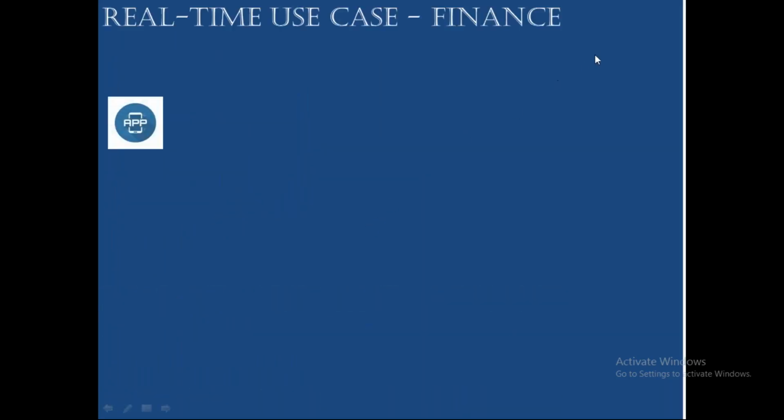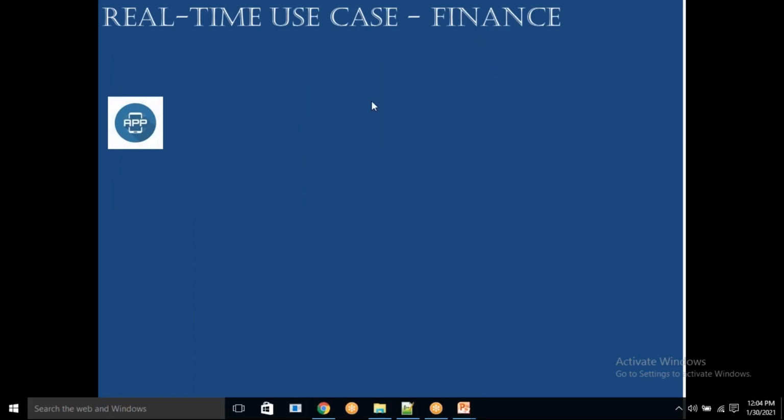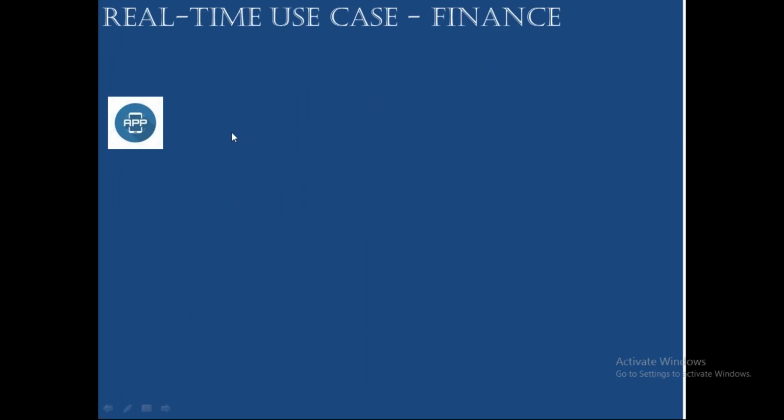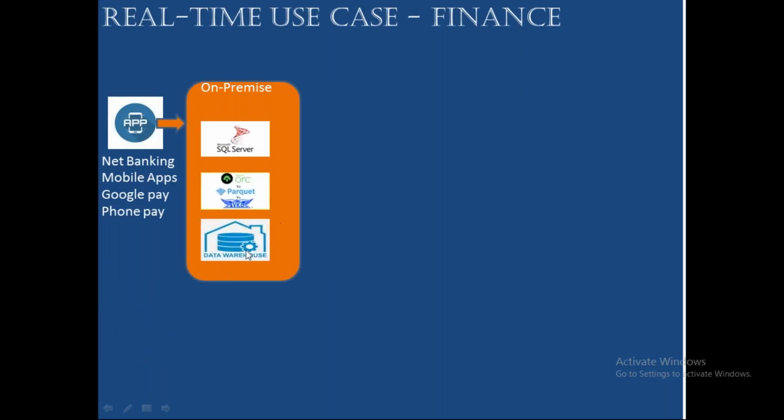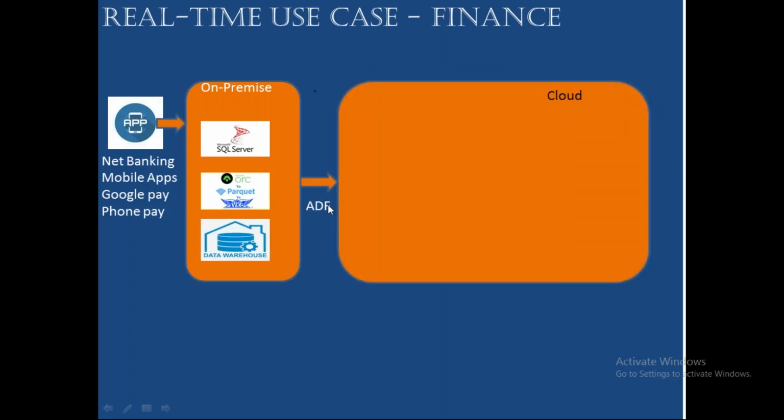Let's start with an example. If you consider a real-time use case with financial domain, we'll have some applications, net banking, mobile apps, Google Pay, Phone Pay, which will generate the transactions data. The data may be stored on-premise in SQL Server or a file system, any on-premise data warehouse. That data we will move into the cloud by using Azure Data Factory. In the cloud, we may use Data Lake Storage Gen 1, blob storage, Data Lake Storage Gen 2, anywhere.